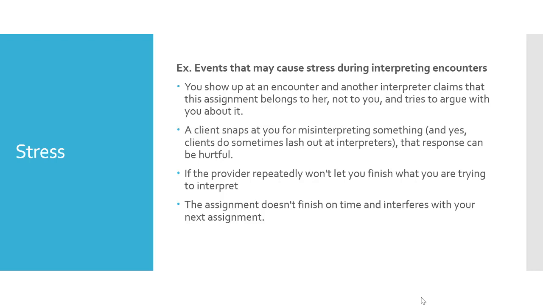And in this example, it could be canceled for one interpreter because there are actually 2 interpreters present. And so in your contracts, you will have the rules for what happens in this case. So you can be prepared by knowing, okay, this is a 4-hour assignment. What happens if it gets canceled for whatever reason?